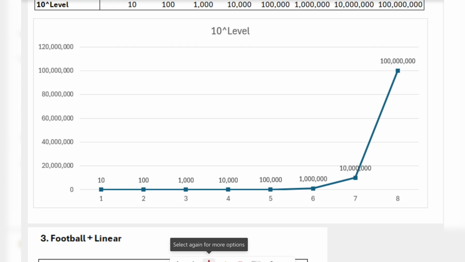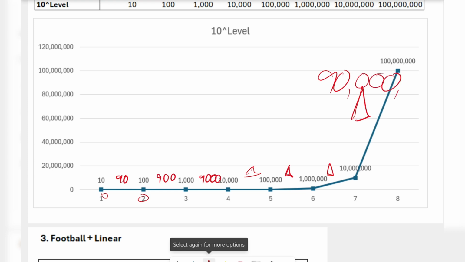To get from level 1 to level 2, it's only 90 points. To get to level 1,000 from 100, it's 900 points. To get to level 10,000 from 1,000, it's 9,000 points. And as you see, the difference, the delta between each of these, is getting greater and greater. To go from level 7 to 8, you have to add 90 million points.